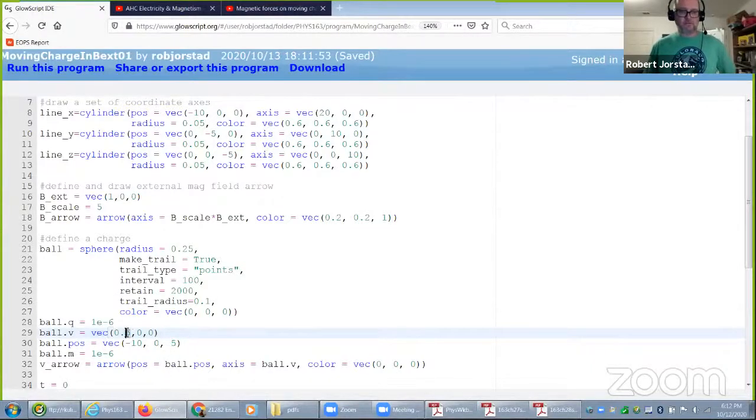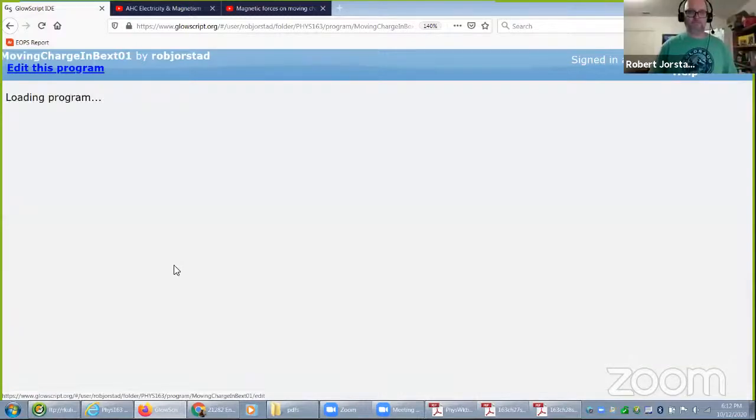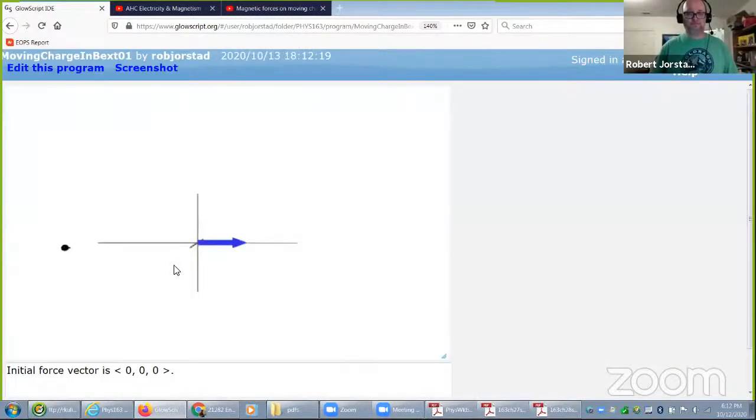So we've got a small velocity in the X, nothing in the Y, nothing in the Z. What do you think? It's going to move in a straight line. Let's find out. There it goes, straight line. Notice there's no green arrow anymore, right?